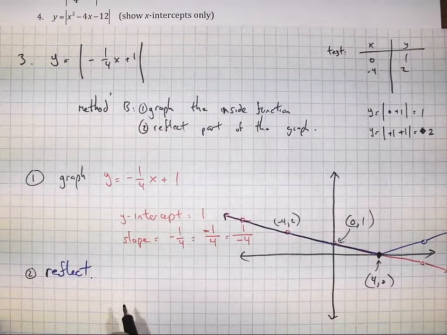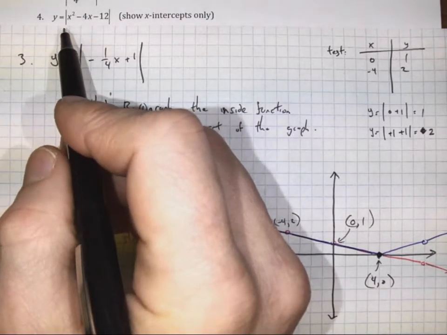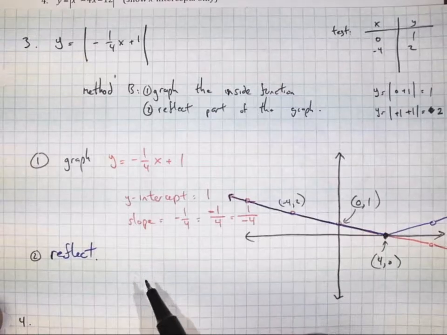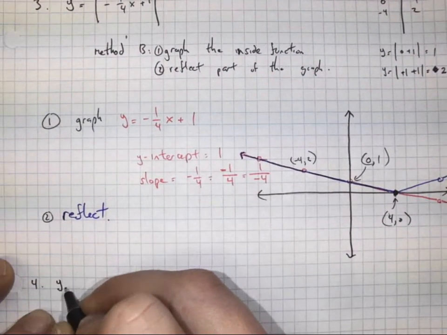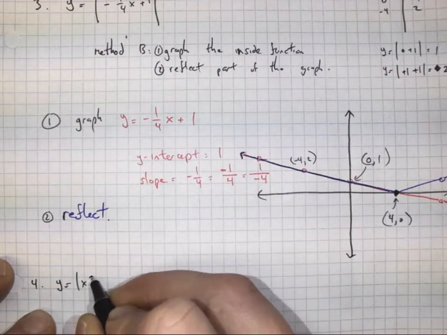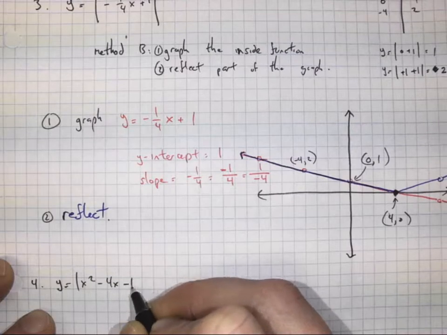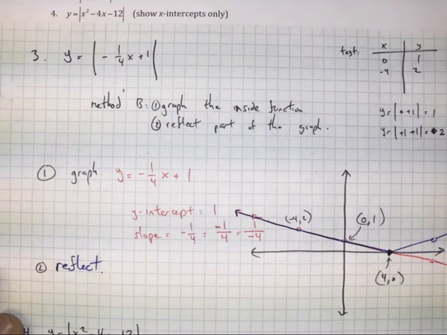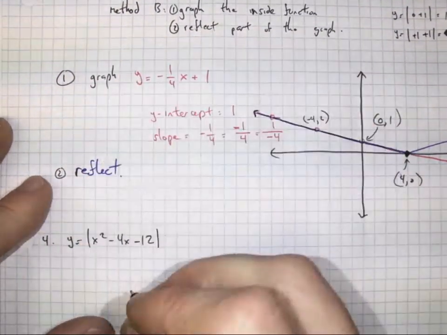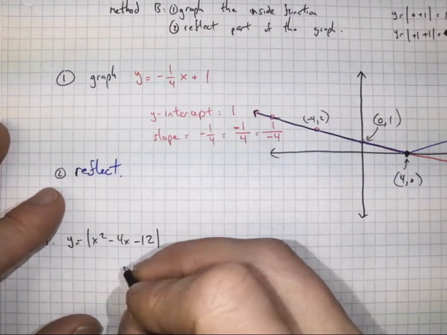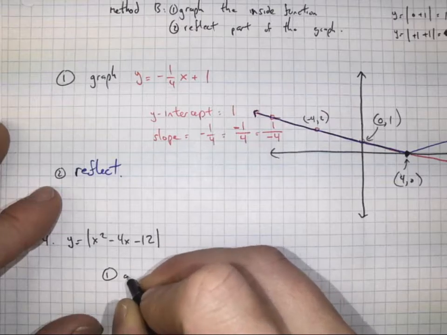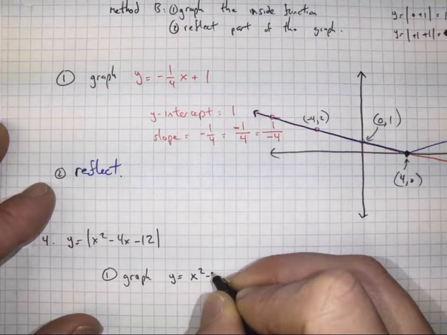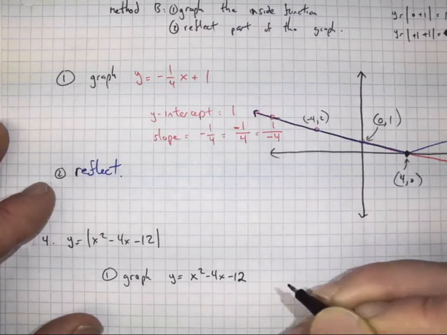Okay. So for question 4, again, we have this function on the inside of a set of absolute value symbols. So y equals the absolute value of x squared minus 4x minus 12. And again, we have the whole function inside a set of absolute values. So we're going to start with method B here. So we're going to graph on the inside. Okay, so step 1 is we'll graph y equals x squared minus 4x minus 12.